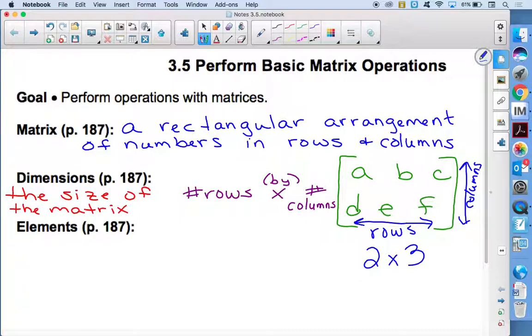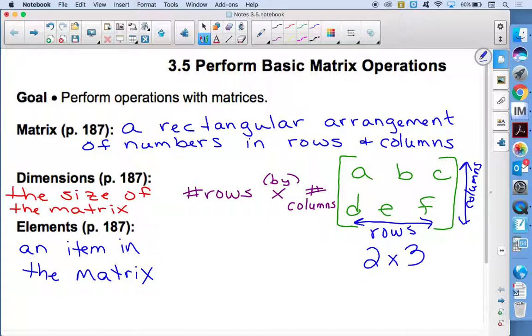The last word is an element. What's an element? Not in science, so not a chemistry element. Each letter in my matrix over there is an element. So one of them is an element, like the letter A is an element in the matrix. It's in the first row in the first column.